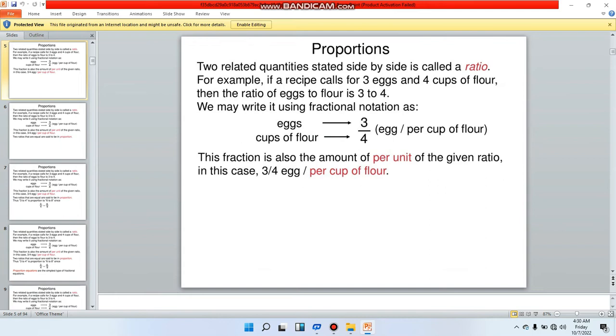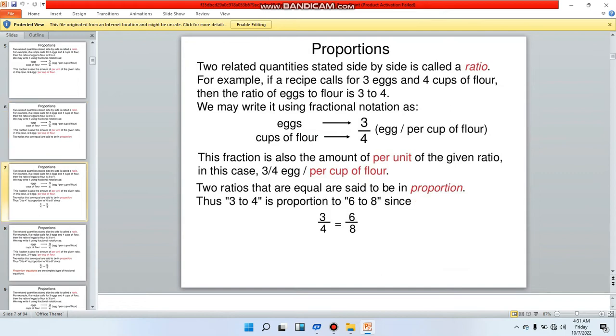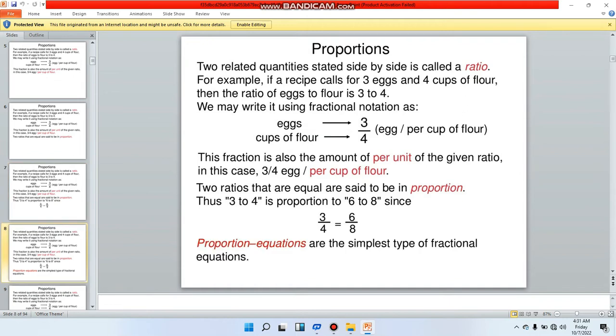This fraction is also amount of per unit of the given ratio, in this case 3 over 4 eggs per cup of flour. Two ratios that are equal are said to be in proportion. Thus 3 to 4 is in proportion to 6 to 8, since 3 by 4 and 6 by 8 are equal. Proportion equations are the simplest type of fractional equations.